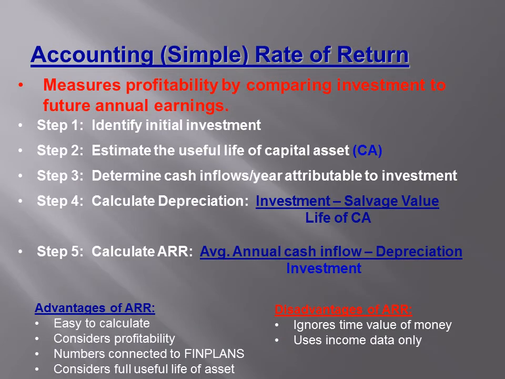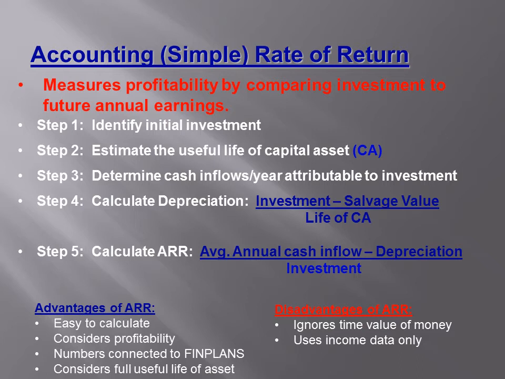Now, your accounting simple rate of return, it's a lot different than your cost of capital, whereas it's easier to calculate. Now, your accounting simple rate of return says this: it measures your profitability by comparing your investment to your future earnings. And here are the following steps. 1, you have to identify how much the initial investment is. 2, you have to find or estimate the useful life of the capital asset. So what is the life of your asset? How long is it going to be used?